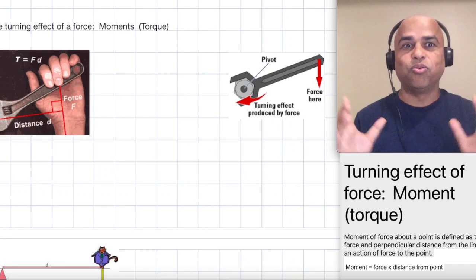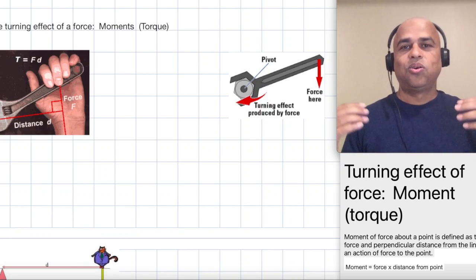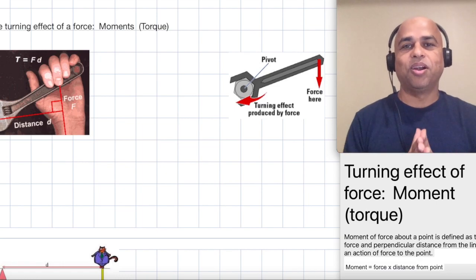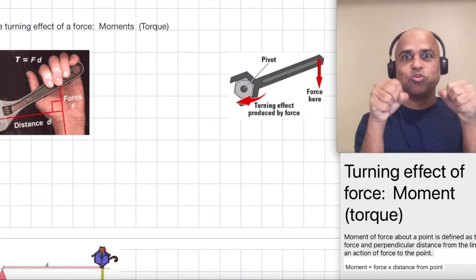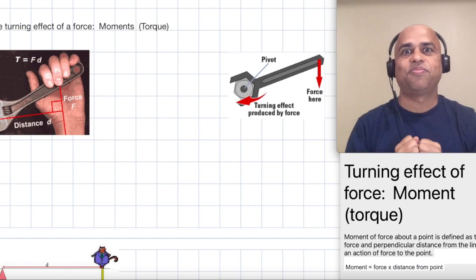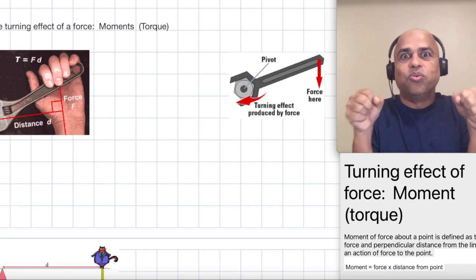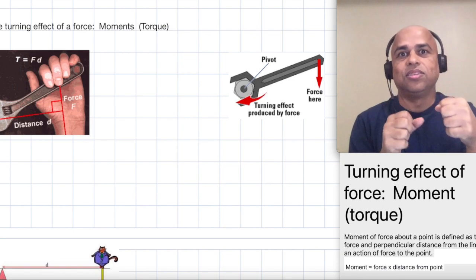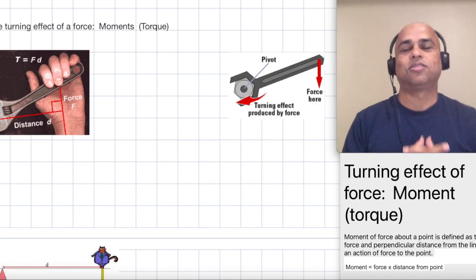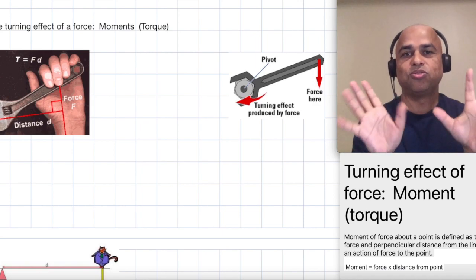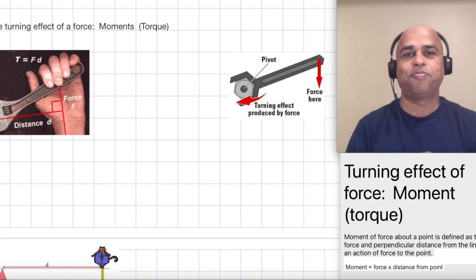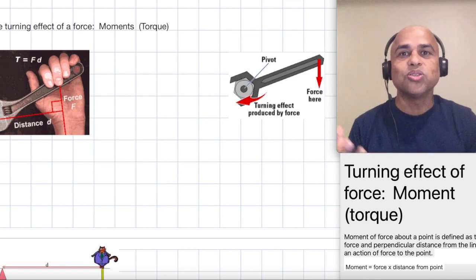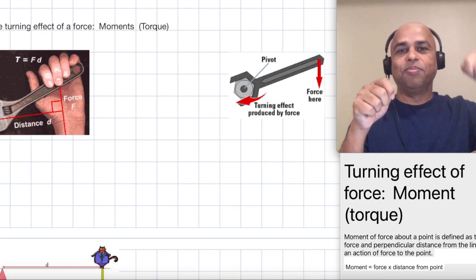Turning effect of force. We studied that we use the force to accelerate the body. We use the force to pull and push the body, right? Or we use the force to increase the velocity of the object, or we use the force to stop the body. But other than that, we also use the force to rotate the body.